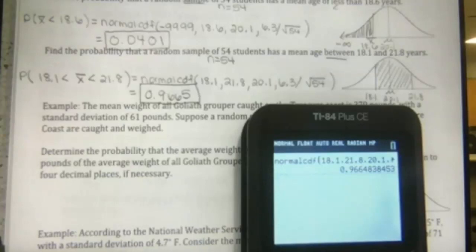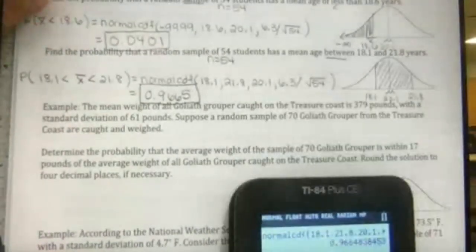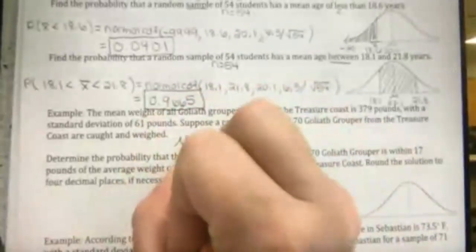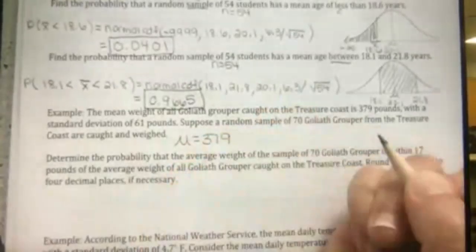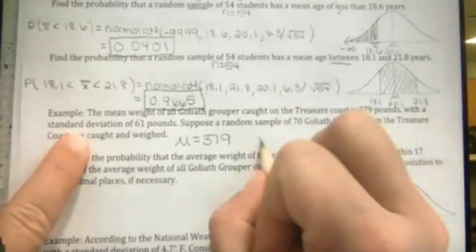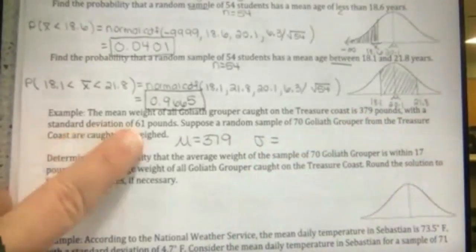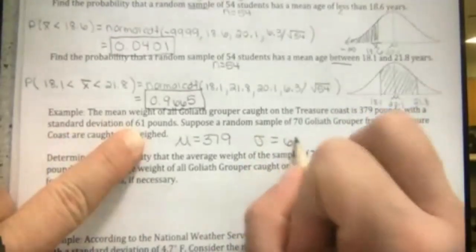Let's keep rolling. Stop me if you have a question, please. But it says the mean weight of all Goliath grouper caught on the Treasure Coast is 379 pounds. Okay, it's talking about our mean of all. So that means our population mean, our mu, is 379. With the standard deviation, still talking about population, so it's still our sigma, of 61 pounds.